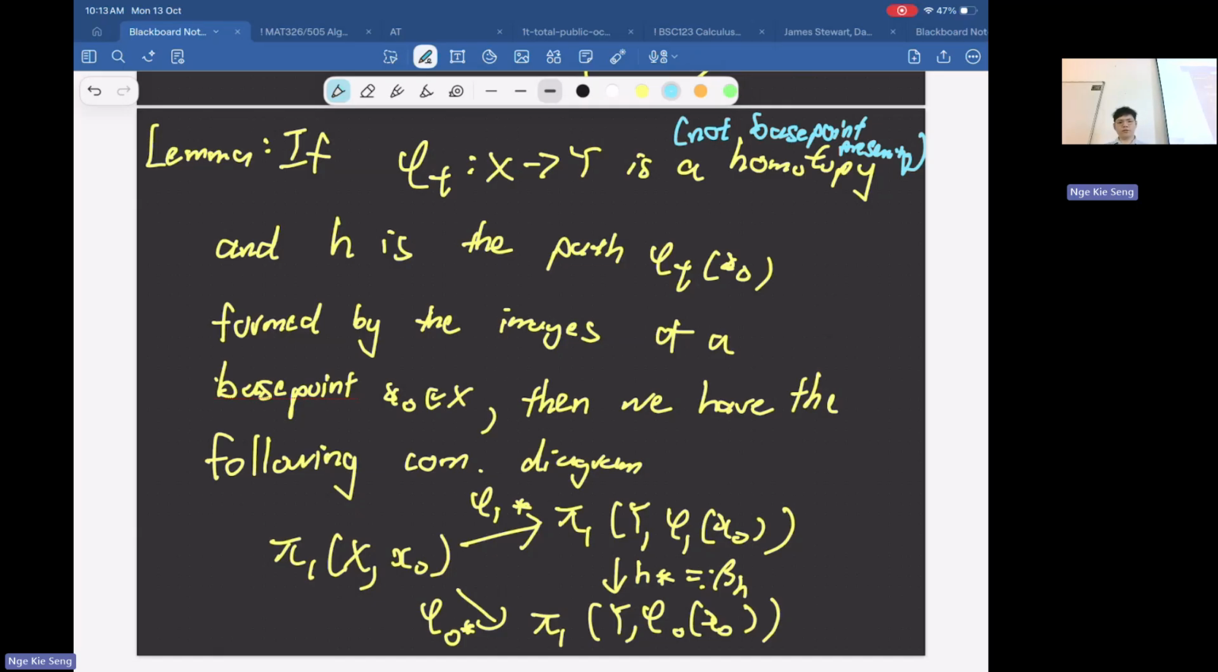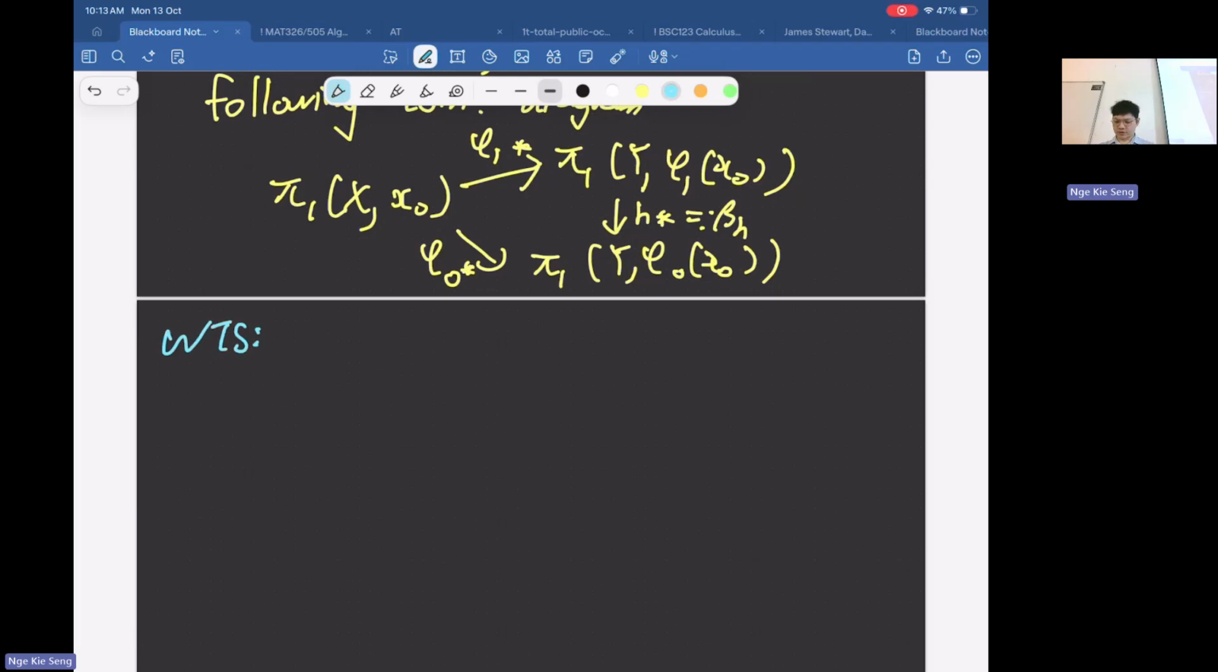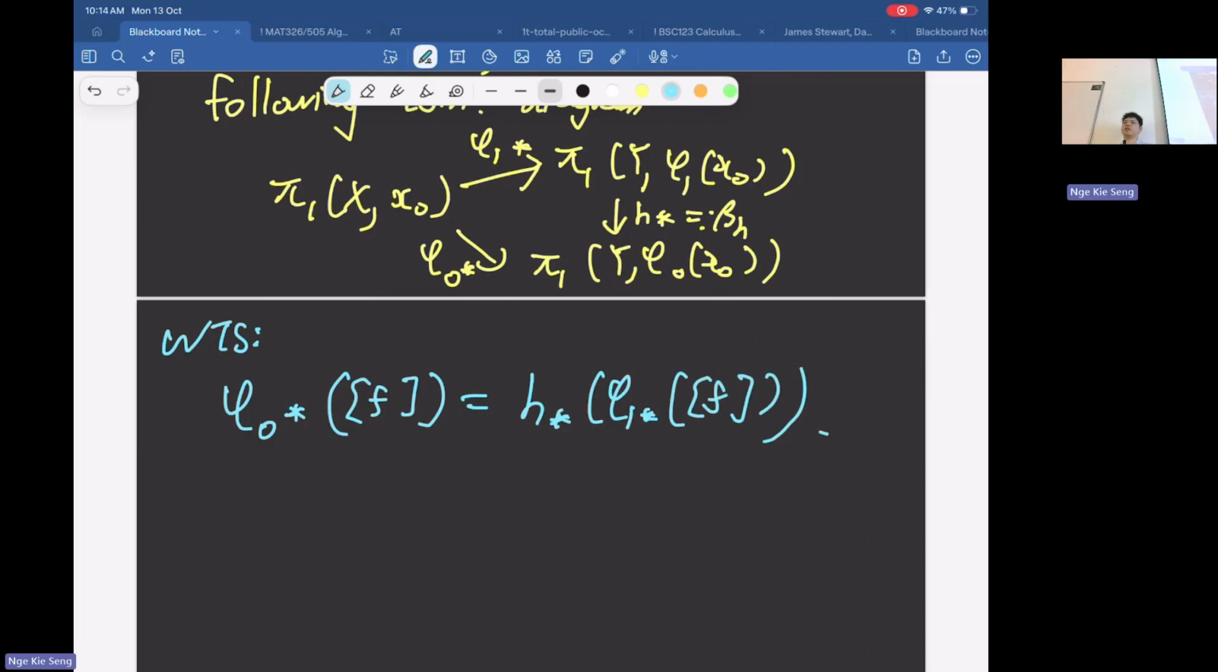So how to do this? Basically it is quite straightforward. What do you need to show? Just write down what you need to show. I think it's pretty clear what you need to do. You have to apply this h star to a loop, and then apply the other composition to a loop. You need to show these two are the same. So basically you are showing two paths are the same. But why are these two loops the same? You need to use homotopy, right?